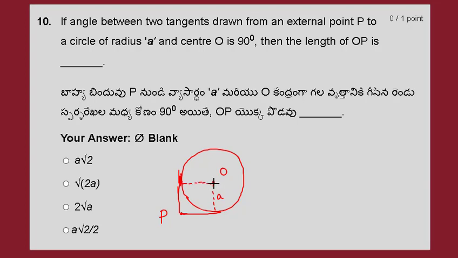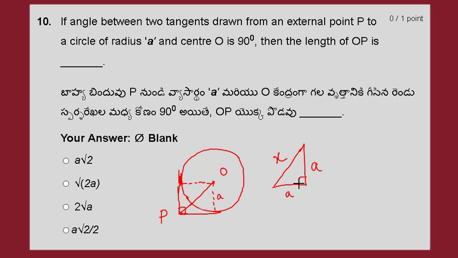Now, if you complete this one, this diagram is a square. So, the length OP will be the diagonal of this square. If you take half the part of this square, we can draw a simple diagram like this. This is A, this is A, and we need to find out this OP. Let us take this one as x.